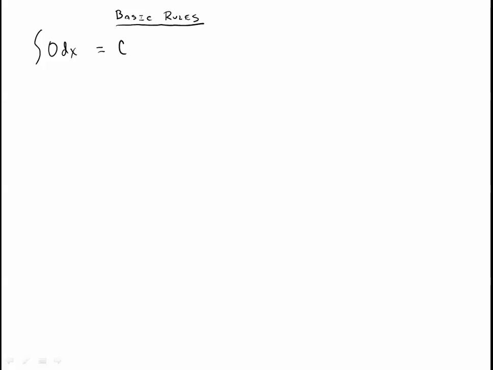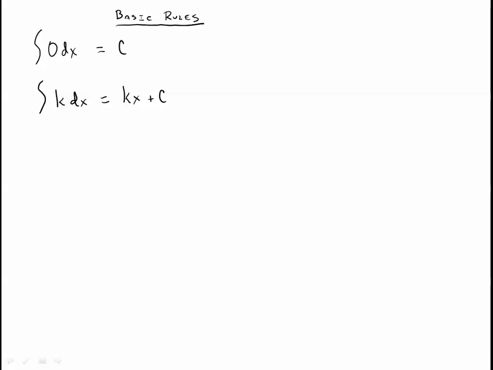Now we can take that to the next level, and the second basic rule would be, what happens if I'm taking the integral of some constant, k? This is saying, if I had a slope of some constant, what kind of line must that have been? That would have been a first degree polynomial, k times x, plus c.